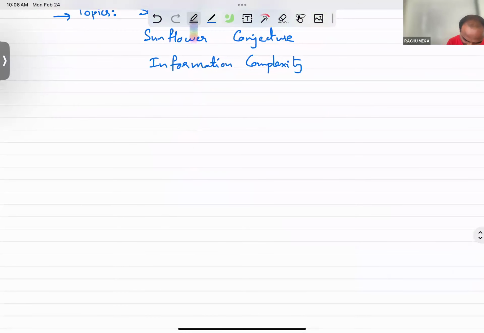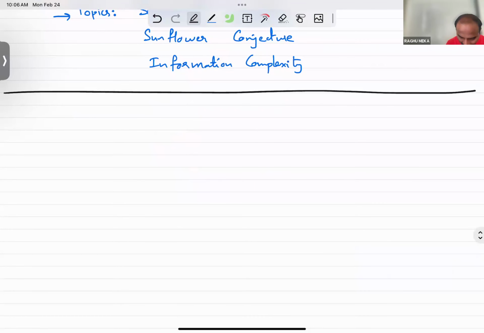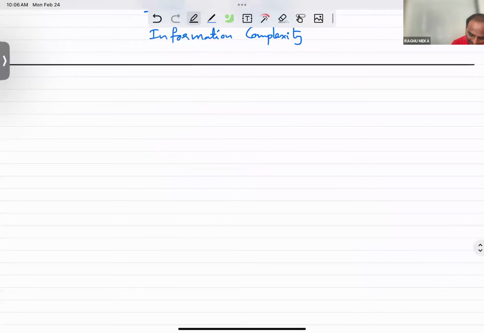Okay, so let's get started. Let me do a quick recap. Last time I talked about many things, but if you just want to focus on the information complexity lower bound of disjointness, it's a bit cleaner. Maybe I should have stressed that last time too.